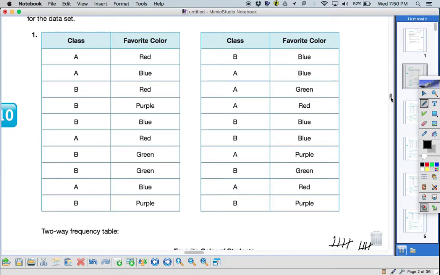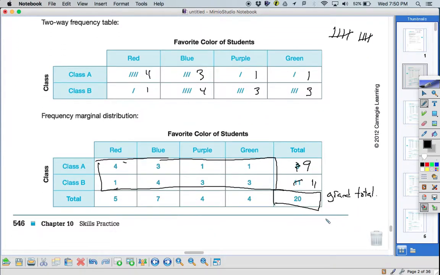The number of items should match the tally marks. That should also match this total right here. Those should all be the same number. So that's half of it. That's tally marks. That's total.